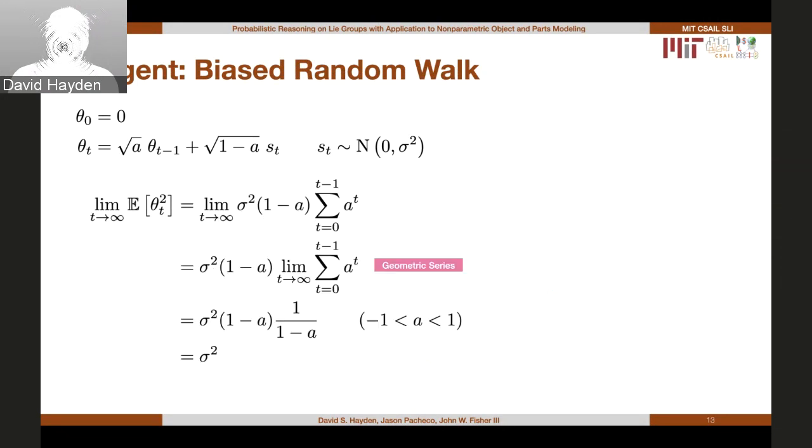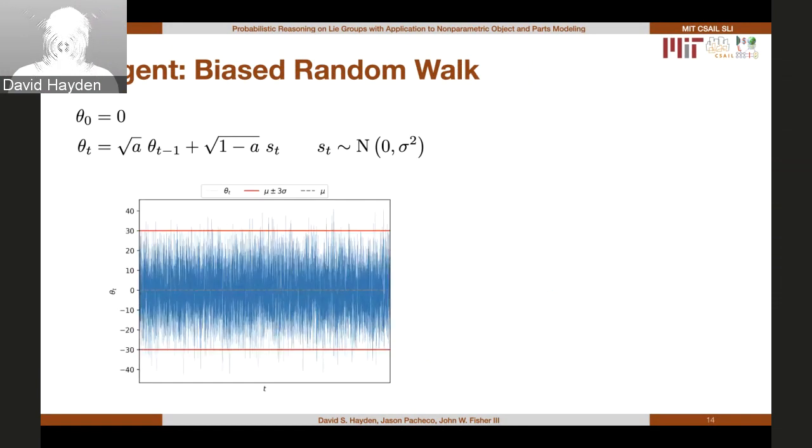And that geometric series converges for any a that has absolute value less than 1. So in particular, what this shows is that the variance of this stochastic process is equal to sigma squared, which is exactly the sigma squared that we chose for the random innovations. Why is this useful? Well, now we can have parts that evolve smoothly around some zero mean, but they have a bounded variance. So in one dimension, that looks like this, where the gray dotted line is the mean, and then the red lines are the plus minus 3 sigma.